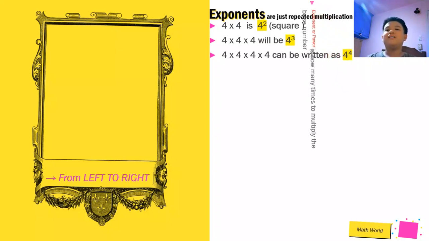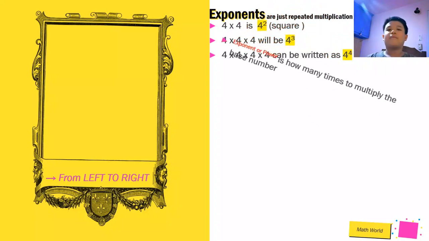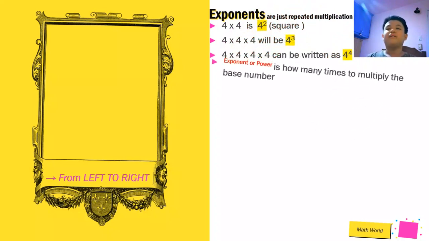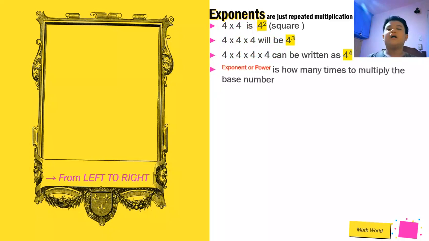Get the idea? This small number is called the exponent or power. It just tells you how many times to multiply the bigger base number. So after we take care of any parentheses, simplify any exponents, this becomes the next highest priority.